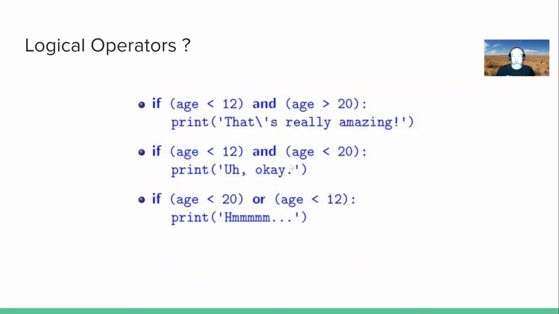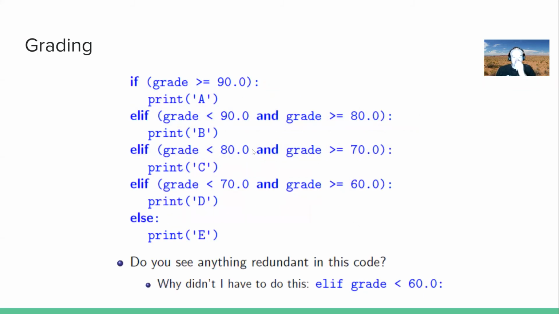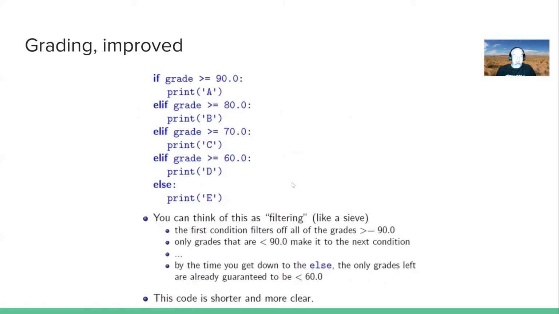So it's the same idea over here. Parts of these conditions are unnecessary. You don't need all of these conditions, so you can simplify the code and make it a little bit cleaner and nicer. And so you could do something like this, where you're basically just doing grade greater or equal to 90, greater or equal to 80, greater or equal to 70, 60, and then else, everything else gets an E, right? And so you can think of this as filtering like a sieve, right?